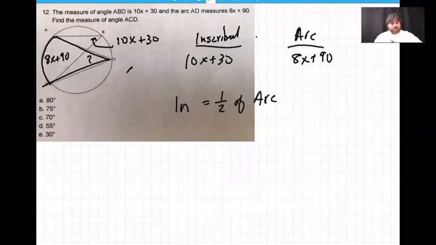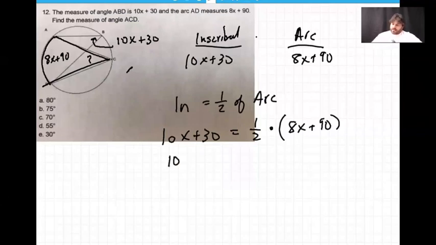Okay, I kind of wrote that out in words. Well, let's put the actual expressions in there. So the inscribed angle, that's 10x plus 30, is equal to half of, so of means times, the arc measure. This is going to help me solve for x, okay?